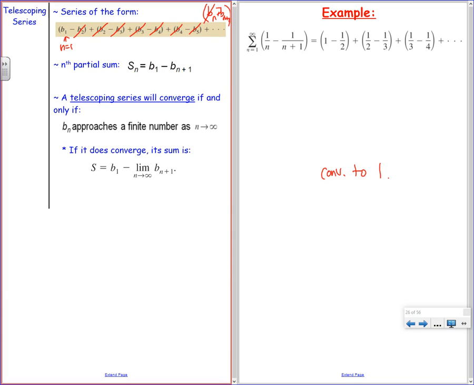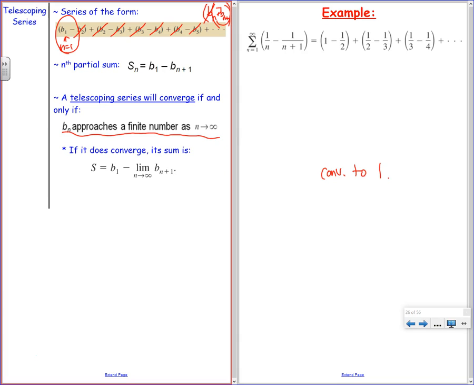So whenever you end this infinite series, because remember we can't get to infinity, we can only approach, for the 5th partial sum, the 10th partial sum, the 100th partial sum, the last term would be the 101st term. So you'd end up with the first minus the last. Okay. A telescoping series will converge if and only if what? b sub n approaches a finite number as n approaches infinity.